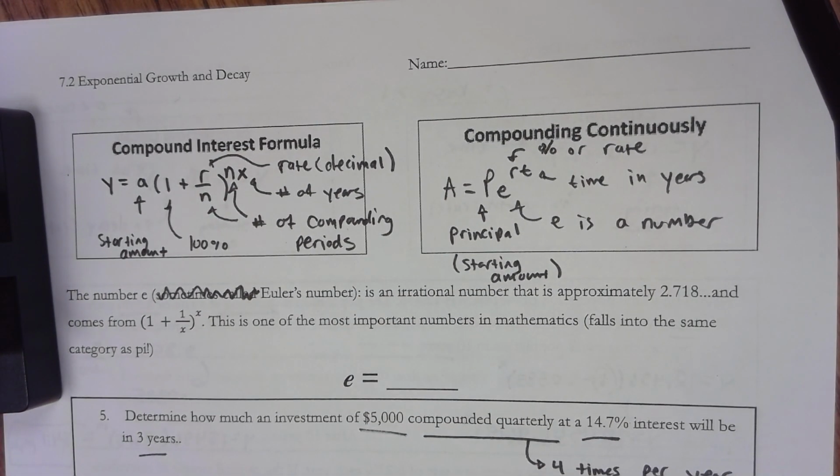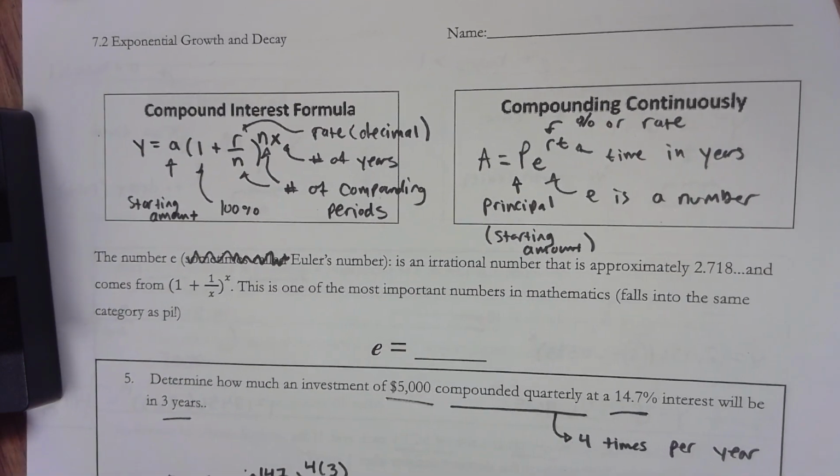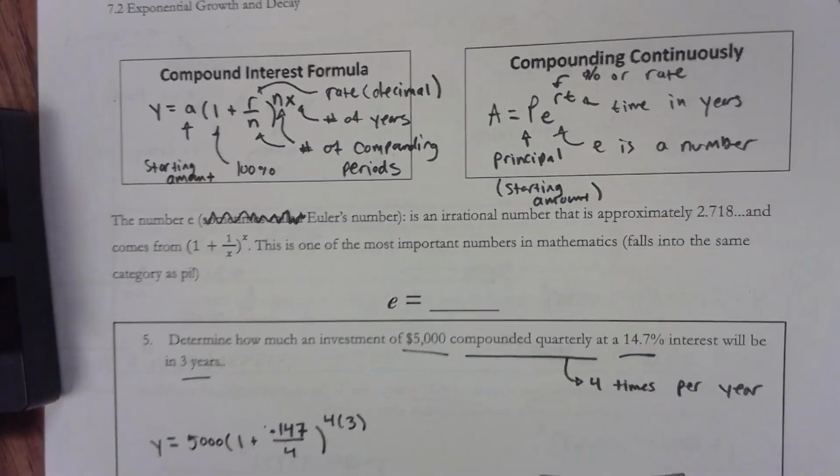Now, what's nice about this equation is it will always be obvious when we need to use it, because it's going to say compounded continuously. We're going to see those words in the actual problem. If you do not see continuously, you don't need to use the Pert equation.